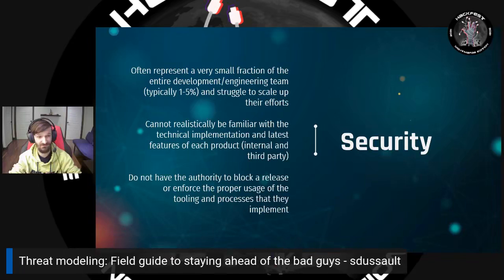And they also don't always have the authority to block a release or enforce a proper usage of the tooling or processes. Very often the security team will be able to roll out a new tool. For example, you can have something like a SAST, a static analysis tool, or a DAST, a dynamic analysis tool, that you can deliver to your product teams, and hope for the best. Basically, you just hope that they will use them, that they will leverage them to the best of their capabilities. But that's about where your authority as a security team ends. And this is something that devs can bring to the table.